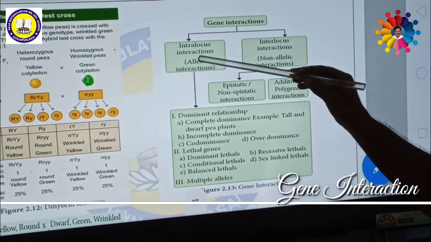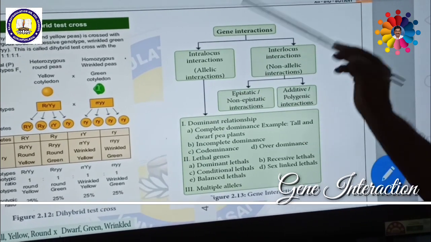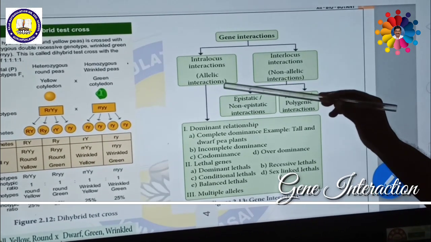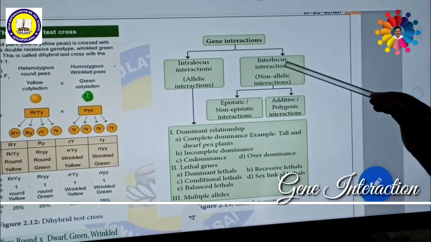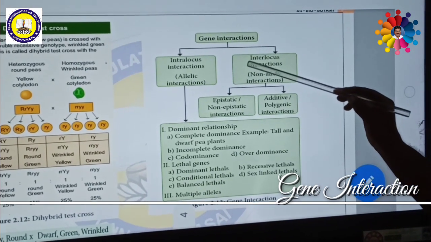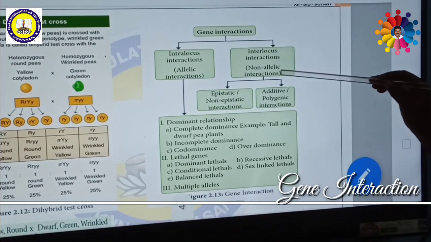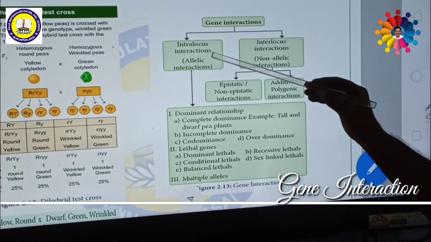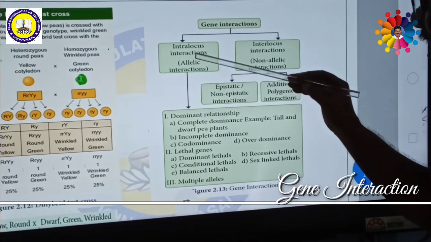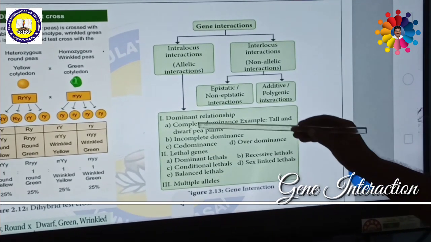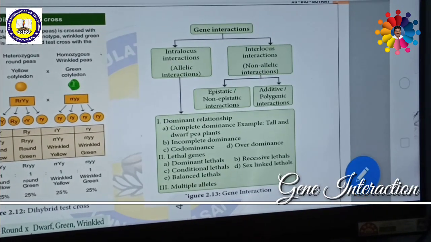This is also called allelic interaction because it is within the same gene, same locus, and the alleles interact. Interlocus means the alleles present in one locus of a chromosome are interfering with another locus of the chromosome. So this is called non-allelic interaction. Intralocus interaction, or allelic interaction, or intra-gene interaction, is further divided into three different types: dominant relationship, lethal genes, multiple alleles.